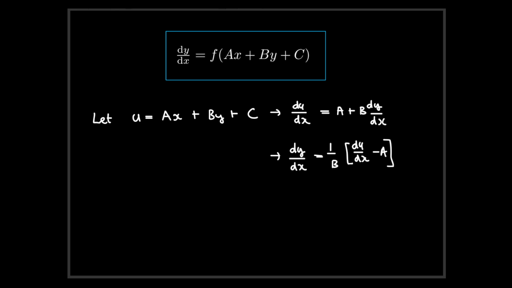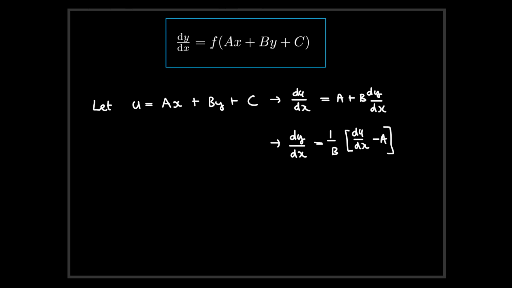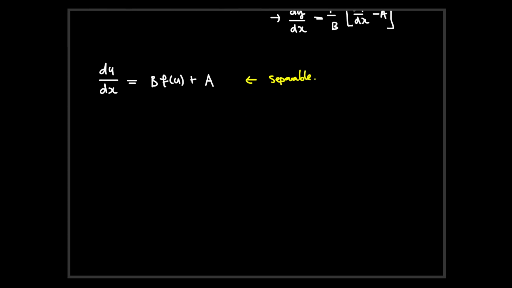All right, so now we can do the substitution and then solve for du dx, and you'll see if you just do that, you'll get du dx is equal to b times f of u plus a. Okay, and this here is a separable equation. So we can solve it. All right, so let's illustrate this technique on an example.